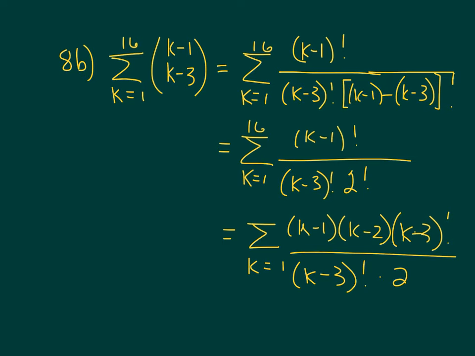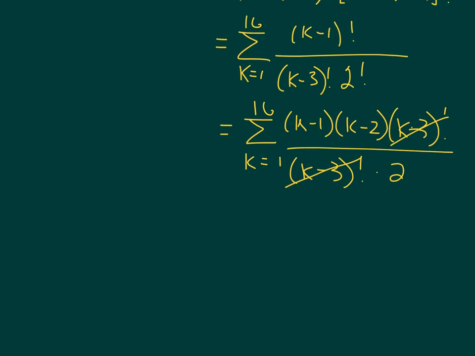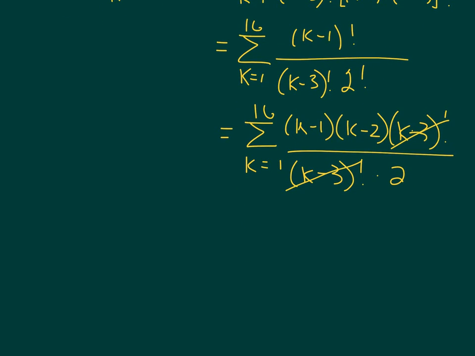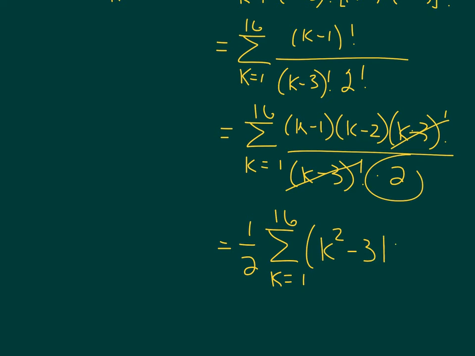K goes from 1 to 16. Obviously, we can cancel out that k minus 3 factorial. I am going to factor out the 1/2. So I'm going to take 1/2 outside, and then I'm simply left with the sum from k equals 1 to 16 of k squared minus 3k plus 2. And now I have sigma formulas that I can use for this.